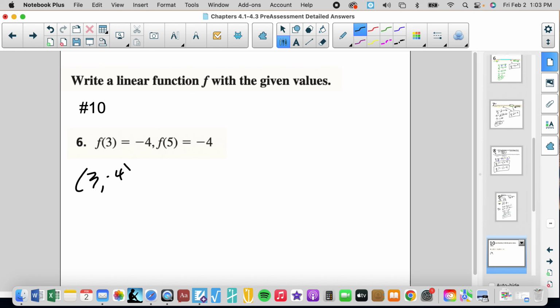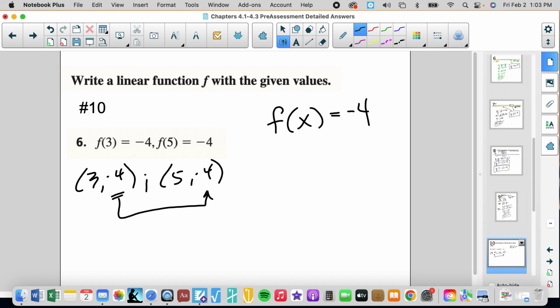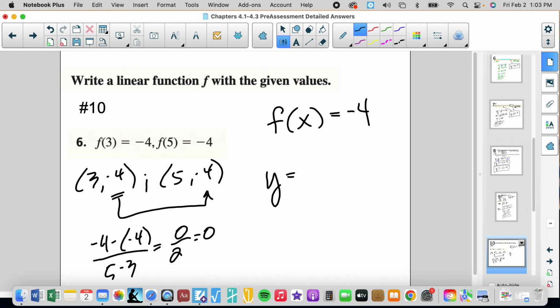3, -4 and 5, -4. We should notice that our y's are the same, so we could automatically write f of x equals -4. If you are an advanced student and very perceptive, you can go there. Some of you will have to do the work out because you didn't see that little doodad. That gives us 0 over 2, which gives us a slope of 0. Y equals 0x plus b.